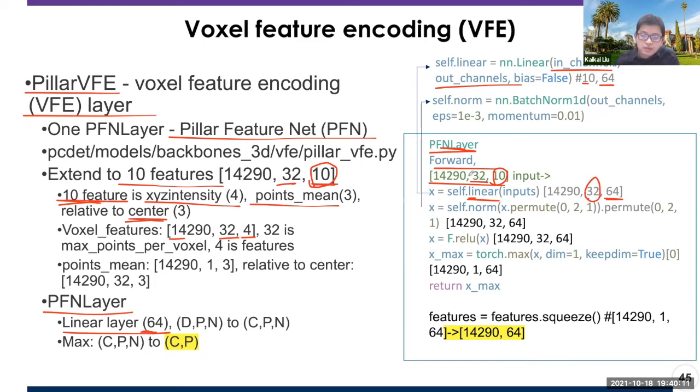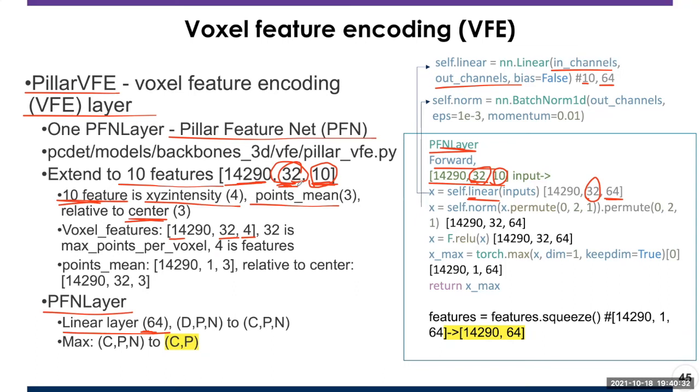What does this 32 mean? Any students still remember? What does this 32 mean? This is the number of the pillars, right? This 10 is the feature. It's the maximum number of points in a voxel. Very good, very good. So this is the maximum number of points, for individual LiDAR points in one pillar. Now this is 10 features. After the linear layer it becomes 64 features.